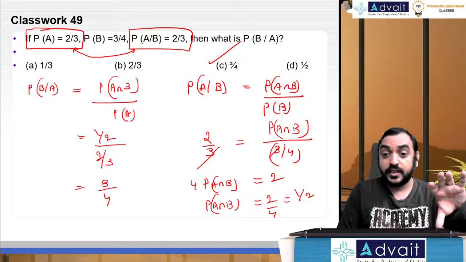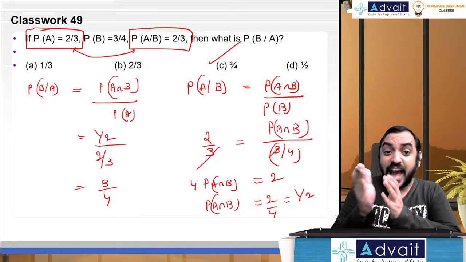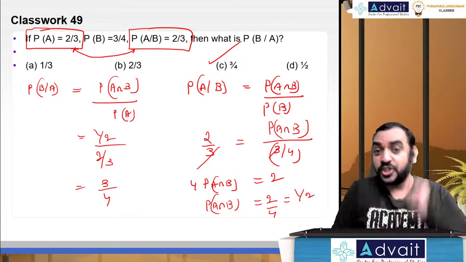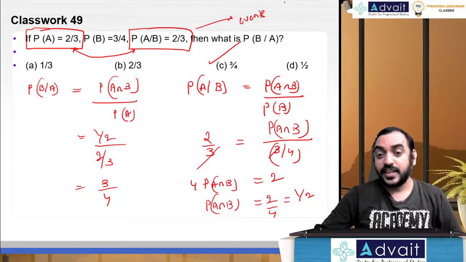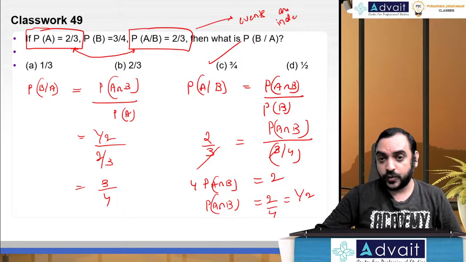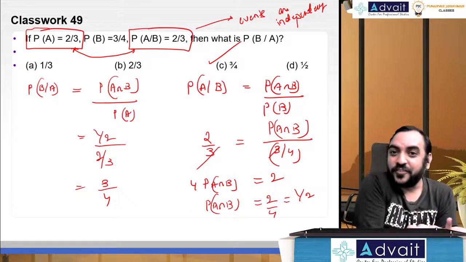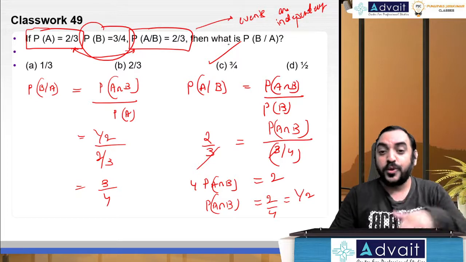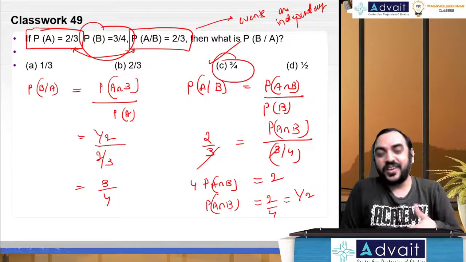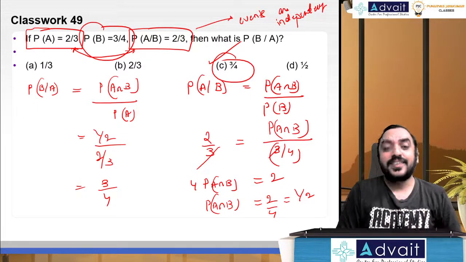Probability of 2 by 3, after B occurred, still remained. The probability did not change. Even after occurrence of B, A did not change. That means events are independent. Probabilities of A and A given B are the same, so events are independent because they are equal. When those two are equal, if A is independent of B, B is also independent of A, vice versa. So probability of B is 3 by 4, so probability of B given A also will be 3 by 4 only, which means one event is not having an impact on another event.